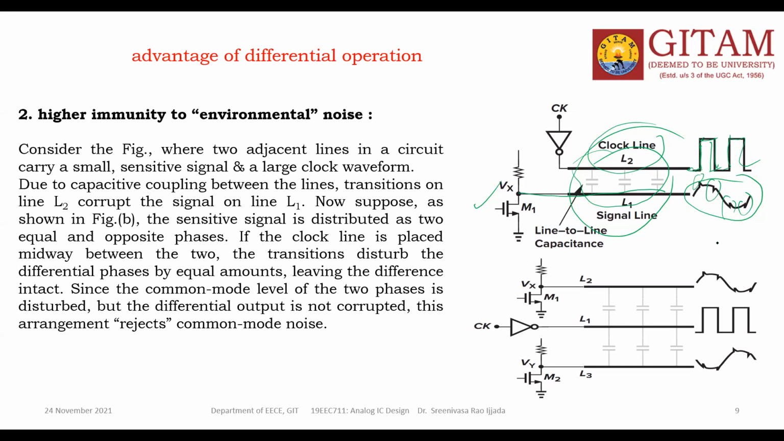So this is called the environmental noise. You can avoid this noise in the differential operation. If you arrange this differential operation like this, this is the Vx, this is the Vy, three lines are there: two signal lines and, of course, one clock line. Then what happens? These overshoots, because of this capacitor, the overshoot presents here and here and here and here, at the same time here and here. Both will be opposite, they are neglected, or they cancel each other. Then you will get the pure signal line.